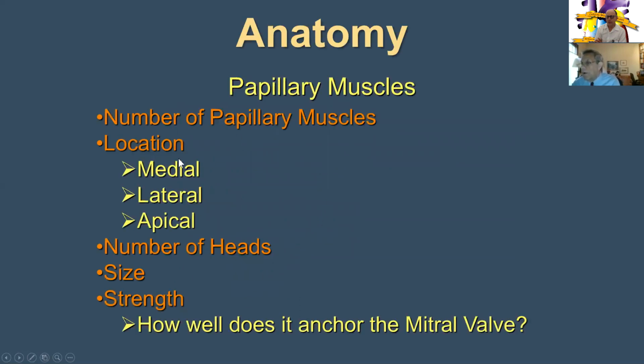We look at the papillary muscles, we need to know the number of papillary muscles and their location. Are they medial, lateral, or apical? How many heads do they have? What are the size of the papillary muscles? And how strong are they? That is, how well does it anchor the mitral valve?